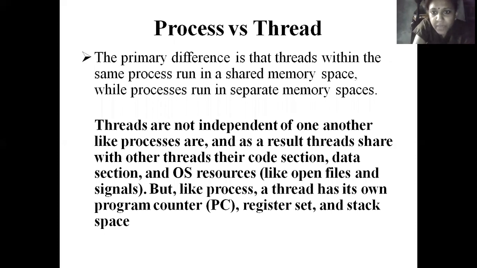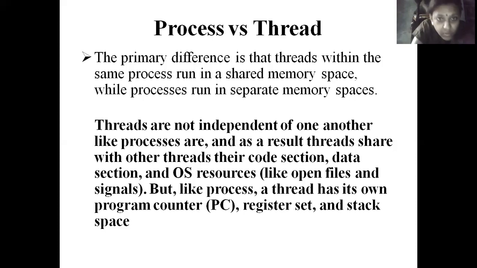Threads are not independent of one another like processes are, and as a result, threads share with other threads their code section, data section, and OS resources like open files and signals. But like a process, a thread has its own program counter, register set, and stack space. So in which way are threads different? Threads have different program counters, register sets, and stack space, while a process has different memory spaces also.